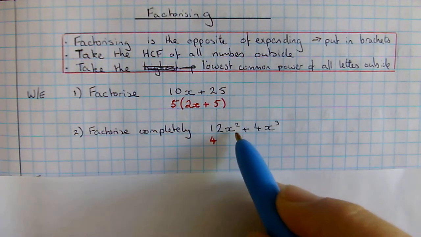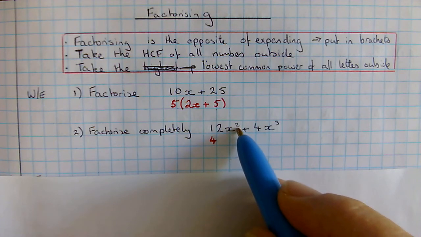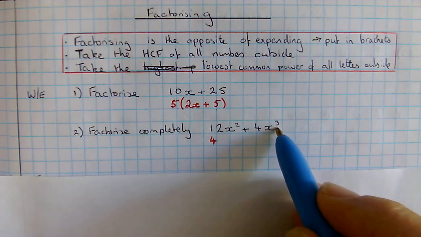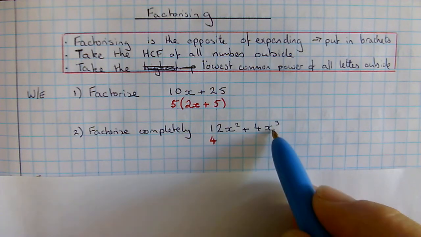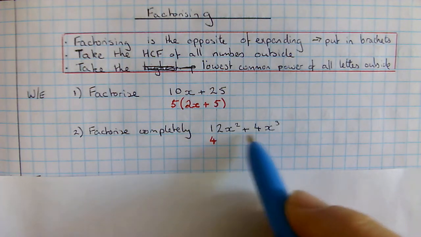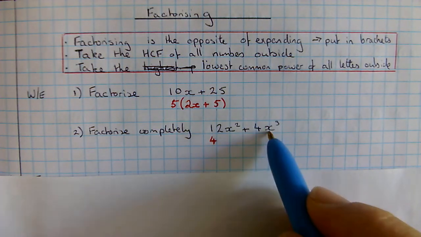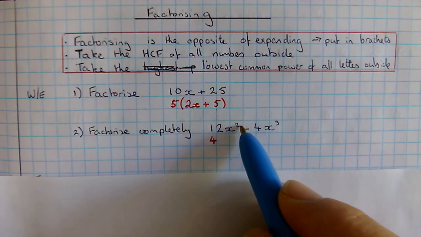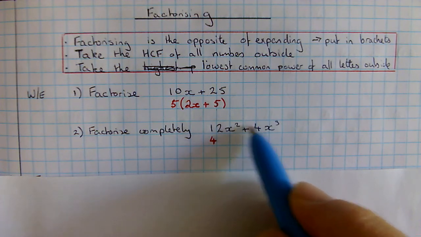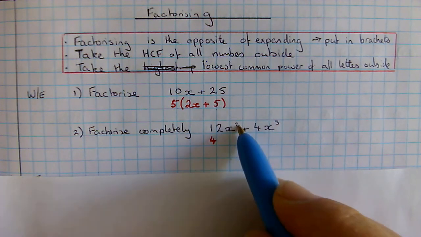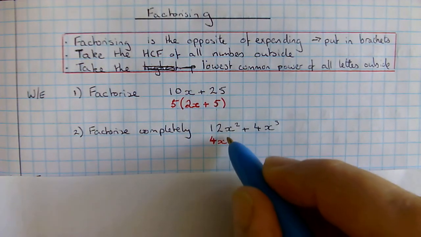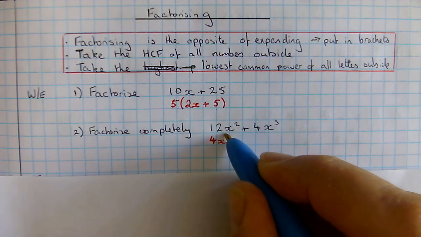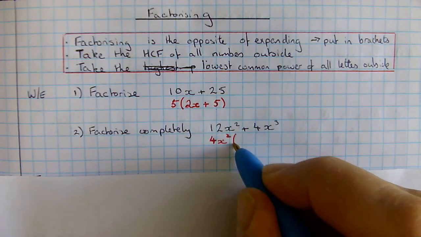Now, here I've got an x squared, and here I've got an x cubed. Now remember, this means x times x. This means x times x times x. So both of them can be divided by x squared. That's the lowest power in both of those, the 2. So I'm going to take that x squared out. That comes outside the bracket.